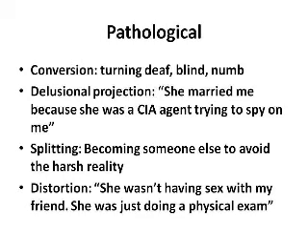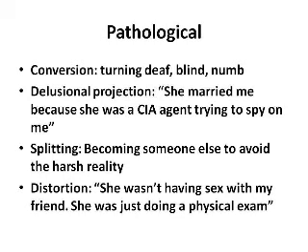Another pathological defense mechanism is delusional projection. So the person who's being cheated on may say something like, well, she married me because she was a CIA agent trying to spy on me. So a delusion is an elaborate belief that has no basis in reality, that is absurd, and that no matter how much people try to convince you otherwise, you will not accept the evidence. So when people feel intense stress out of a situation, they may begin to develop delusions in order to cope with this.